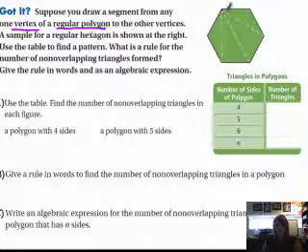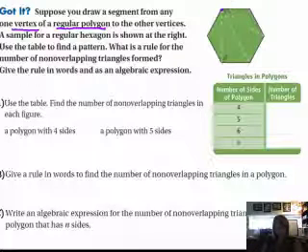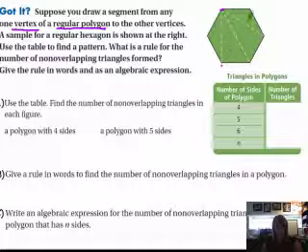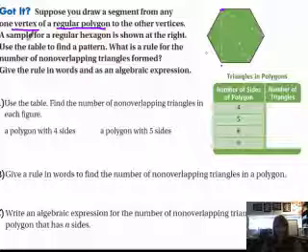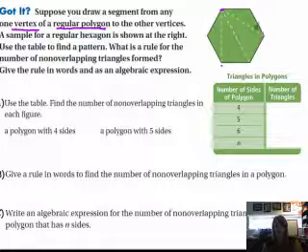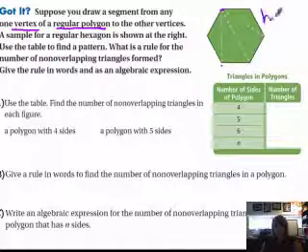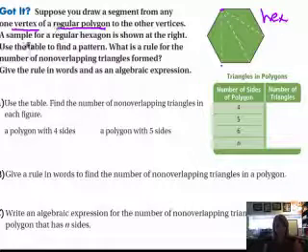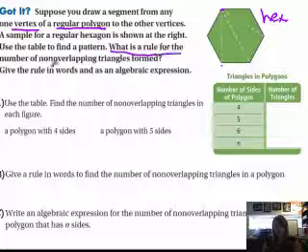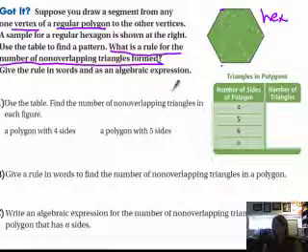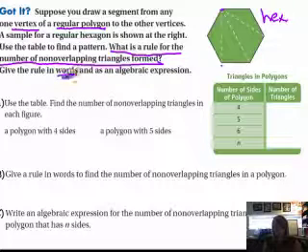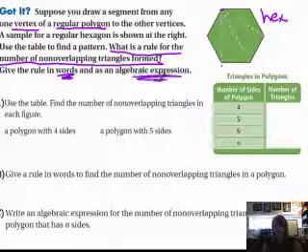So we're going to draw a segment from one of the vertices or points to another and see how many triangles we can get in here. So a sample for a regular polygon is shown at the right. This is a regular hexagon. Use the table to find a pattern. Then we want to know, what is the rule for the number of non-overlapping triangles formed? So we have to write the rule. We're going to give that rule in words and as an algebraic expression. So those are the two things that we have to accomplish.